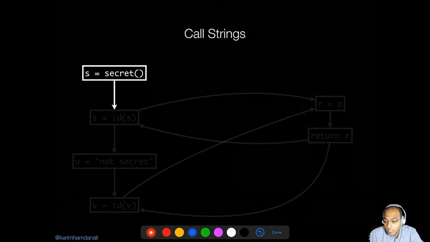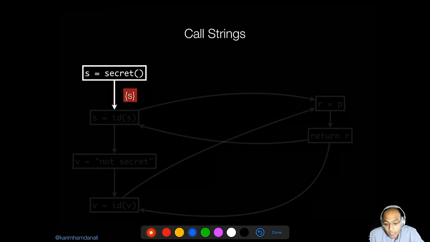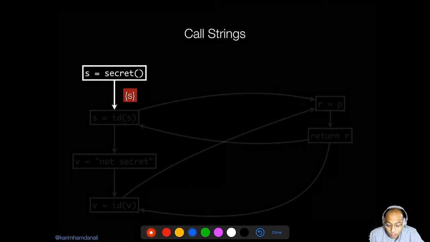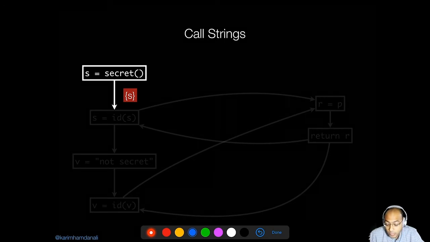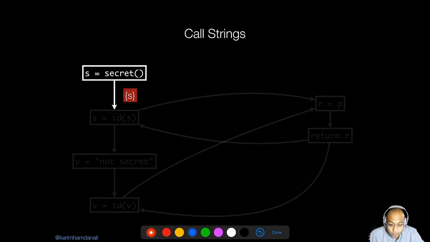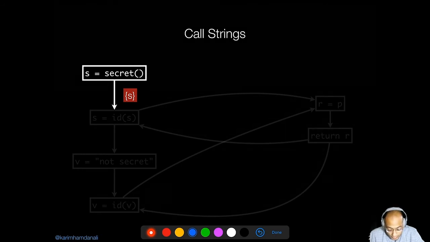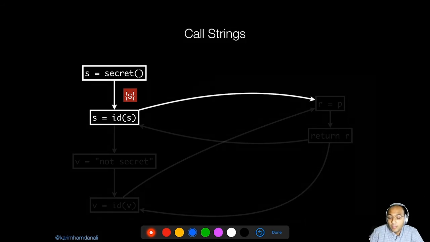What is our fact? We are doing a taint analysis, so we are tracking which values in our program are secret and how they affect each other through assignments. S is the secret value because it's assigned the value directly from calling secret. So S is now secret, so our data flow fact has the set S. Then S is used as an argument to call ID, and then that value is assigned.